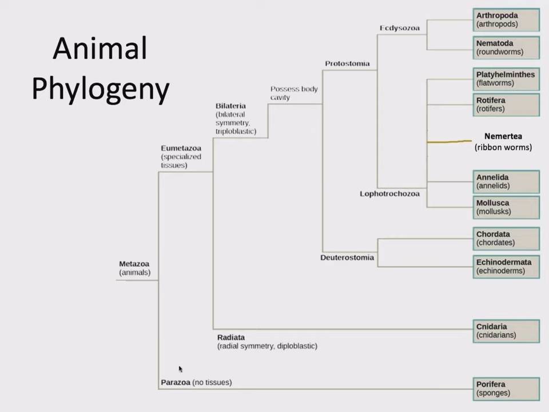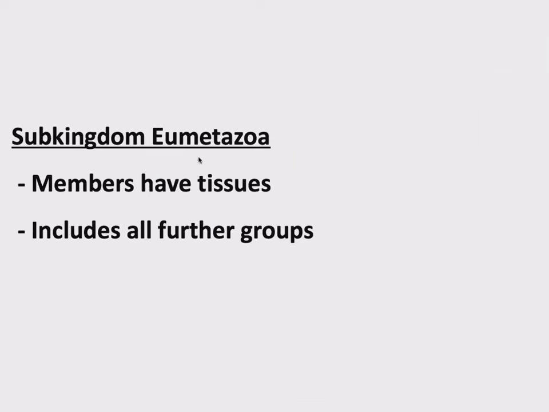So the subkingdom Parazoa, no tissues. The only member there was Porifera. So everything else, all of this stuff, every other group that we talk about is going to fall under the umbrella of Eumetazoa. This is another subkingdom. Members of subkingdom Eumetazoa actually have tissues. They have groups of cells that work together. And like we saw visually, this subkingdom is going to include all further groups.